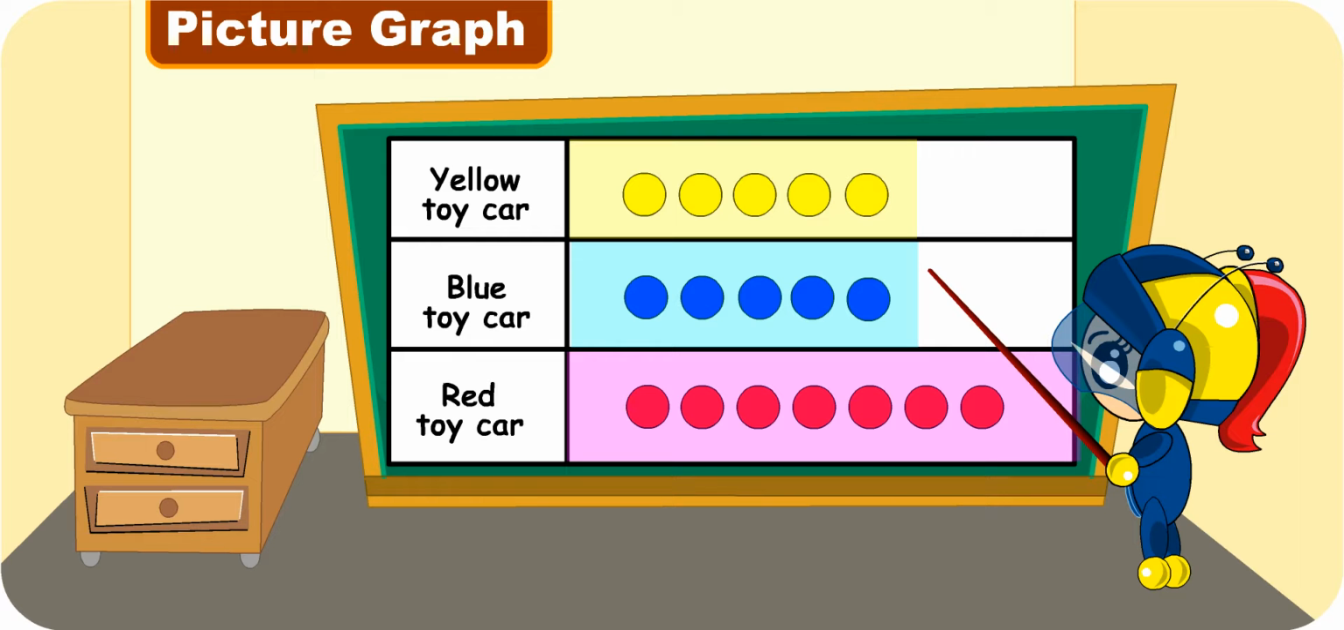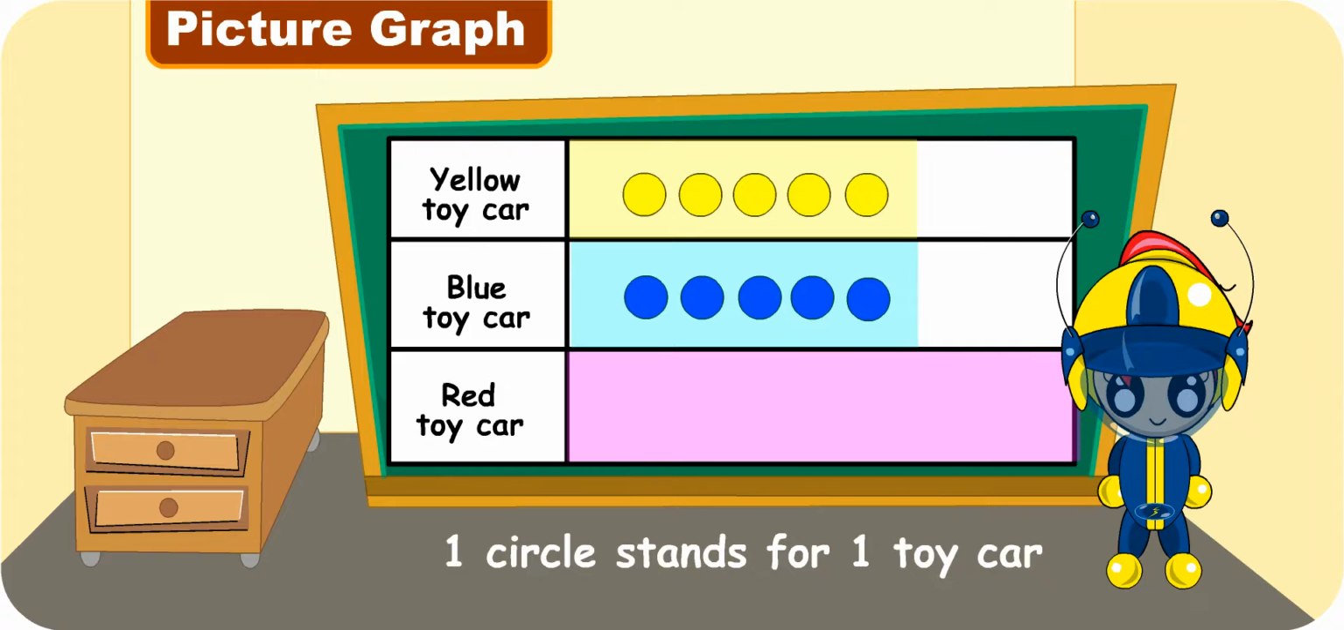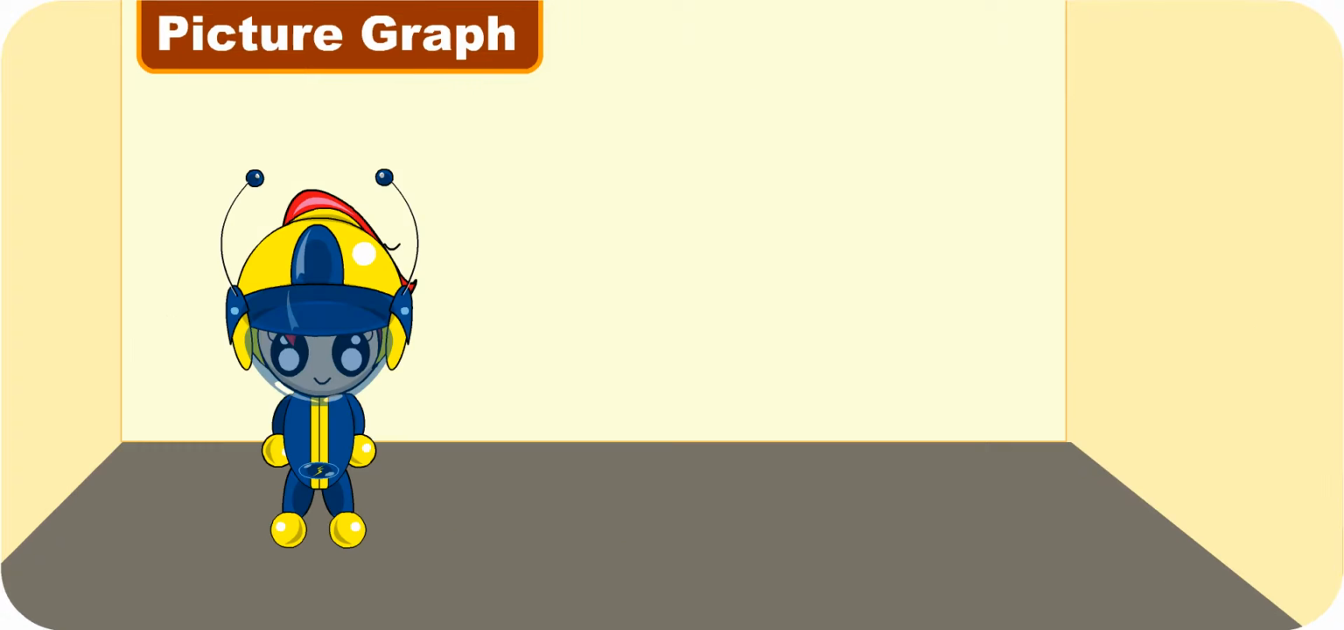Instead of drawing cars, I am drawing circles. Each circle stands for 1 toy car. So I draw 5 circles for yellow cars, 5 circles for blue cars, and 7 circles for red cars. That is it. It looks very nice, Turbo Girl. Turbo Girl, can you take out the picture graph you have made? No problem.